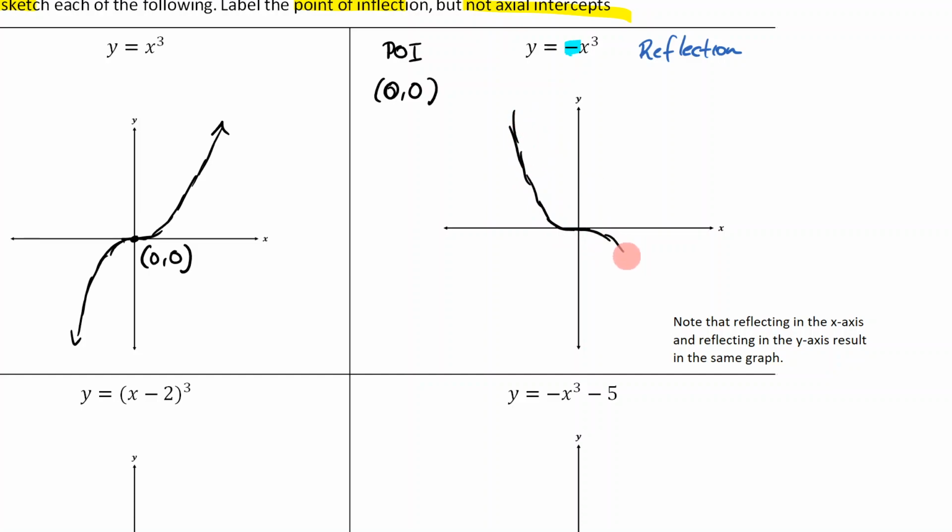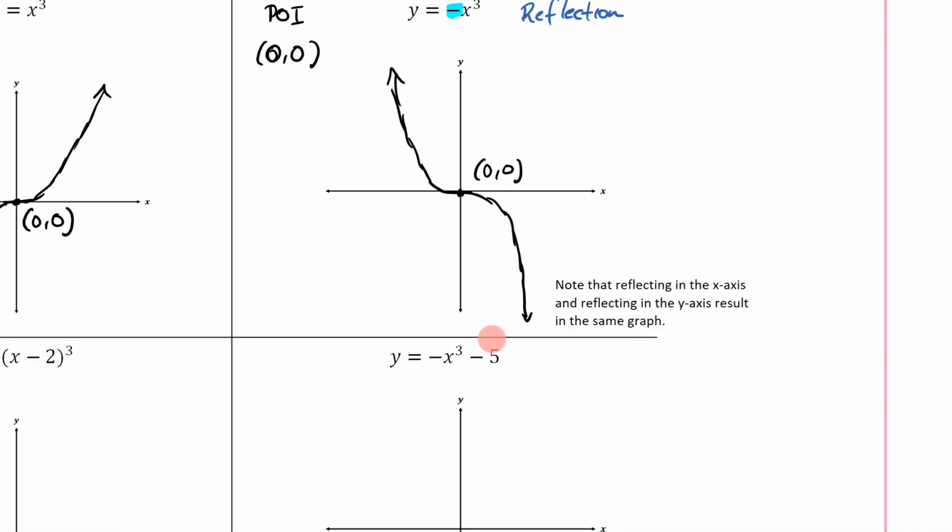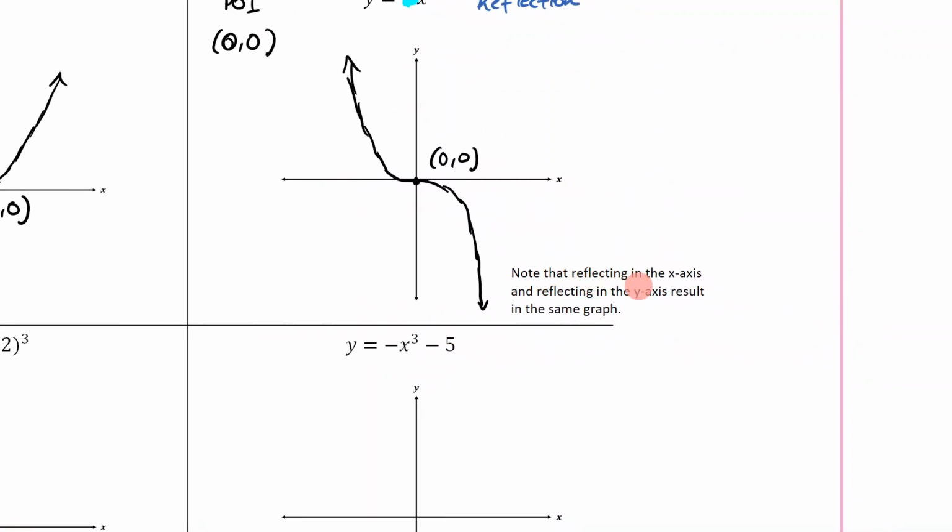Now you might be wondering, why am I just saying reflected instead of saying reflected in the X or Y? And the reason for that is because there isn't a difference. So I've just stolen this line from the textbook right here. It says, note that a reflection in the X-axis and reflecting in the Y-axis result in the same graph.